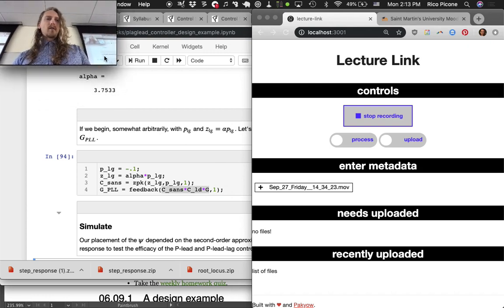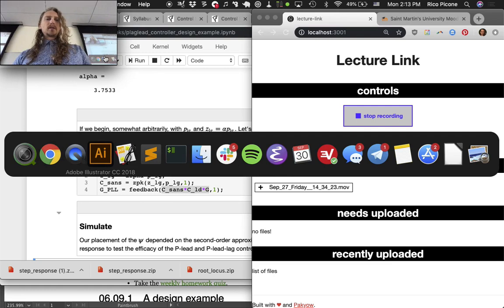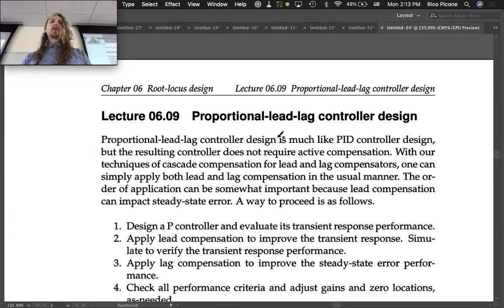So, lecture 6-9, proportional lead lag controller design. Proportional lead lag controller design is much like PID controller design, but the resulting controller does not require active compensation. The usual thing with these lead and lag compensators is not requiring active compensation or active elements to instantiate.